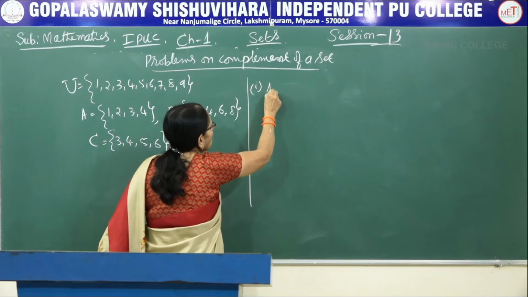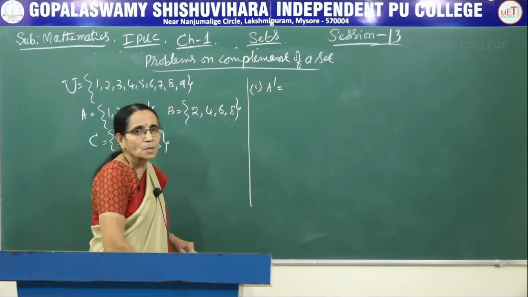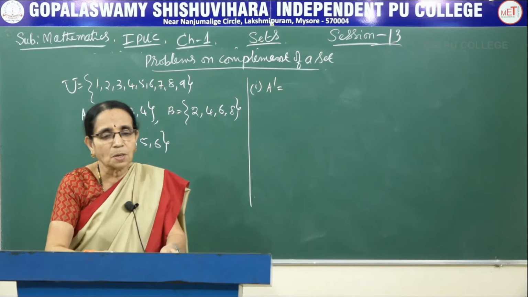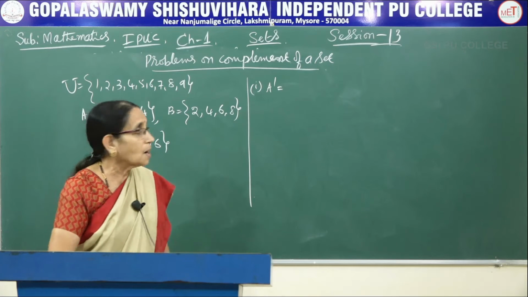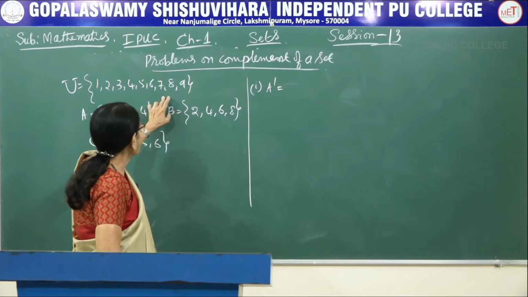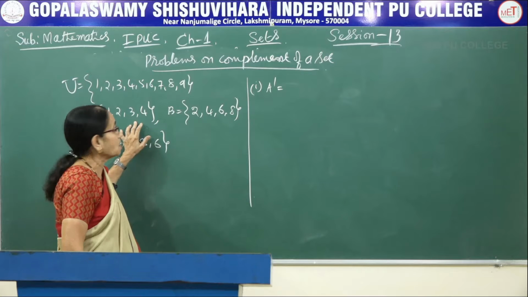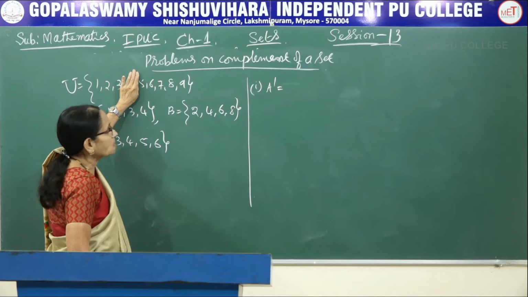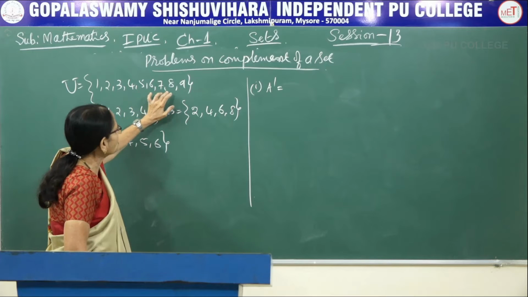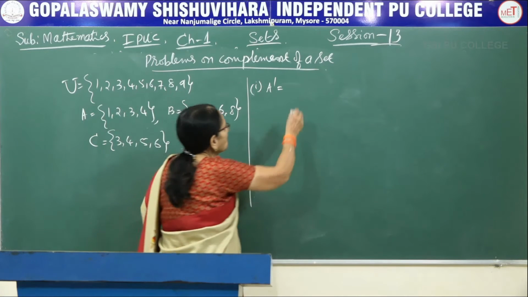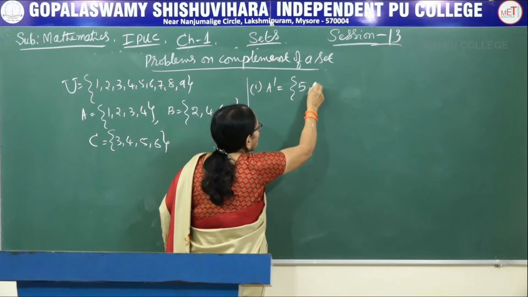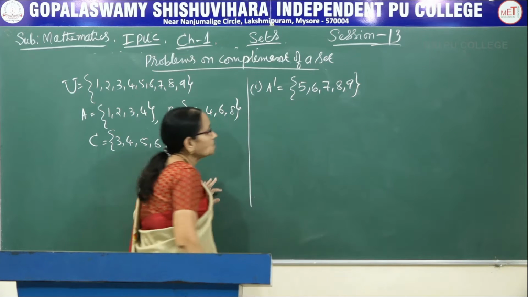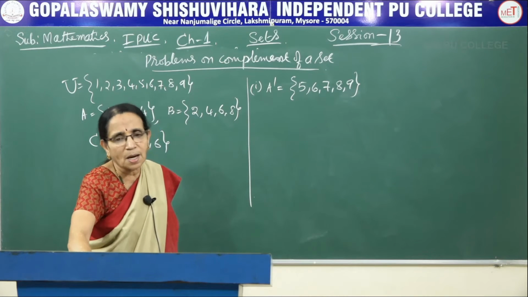The first one, find A dash. So, A is given here, you have to find A dash. What do you mean by A dash? You have to get the elements of the set U which are not present in the set A. See, 1, 2, 3, 4, they are present in A. But what are the other elements here? 5, 6, 7, 8, 9. So, write it as it is: 5, 6, 7, 8, 9. These are the elements which are present in A dash.